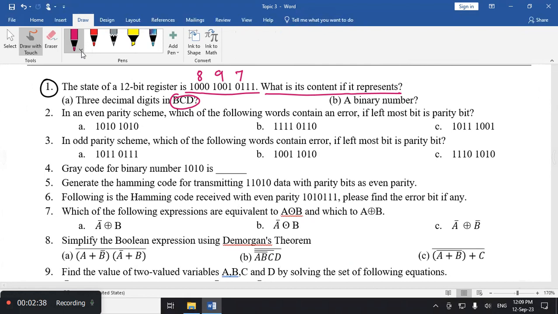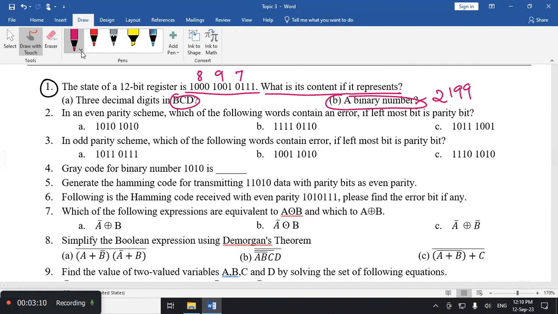Come on, do it fast. If it is not BCD, and it is a binary number, how do you get the value? Come on, fast. You are all very good students. If it is not BCD, what is the value? 2199. Yes. If it is binary, this is 2199.